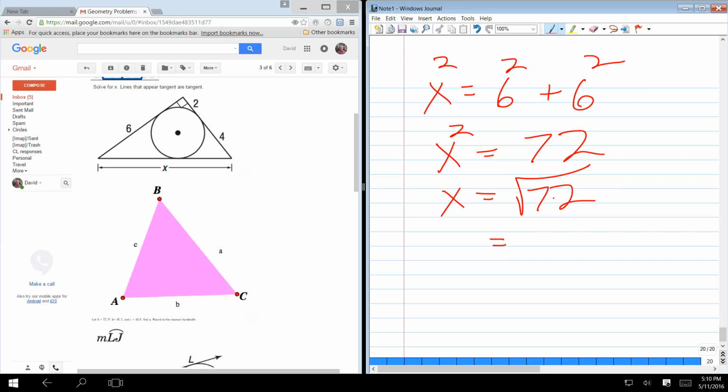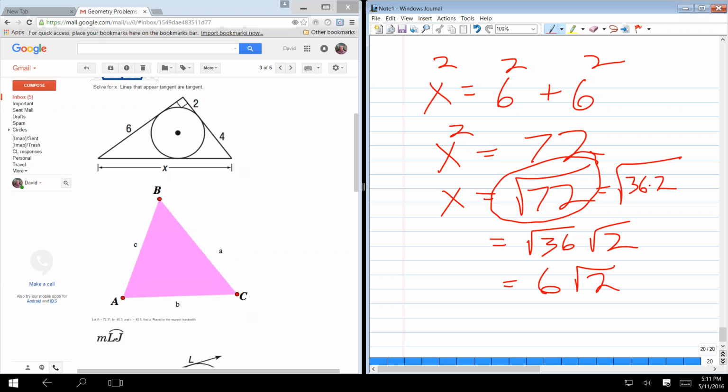Well, I know that the square root of 72 can be written as the square root of 36 times 2. And then that is the square root of 36 times the square root of 2. In other words, the square root of a times b is the square root of a times the square root of b. And now the square root of 36 is 6. So whenever you have a radical, what you're attempting to do is factor it and have one of the factors be a perfect square number, like 36. Okay, let's do a few of those.